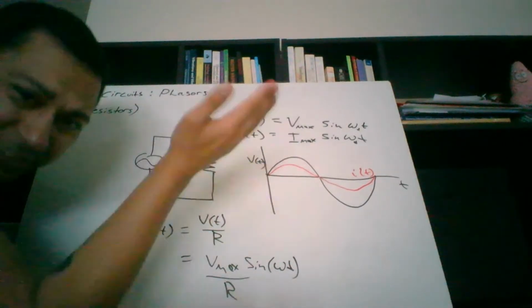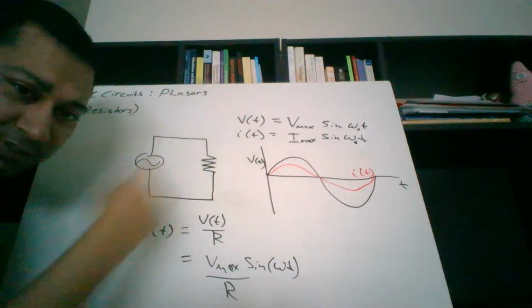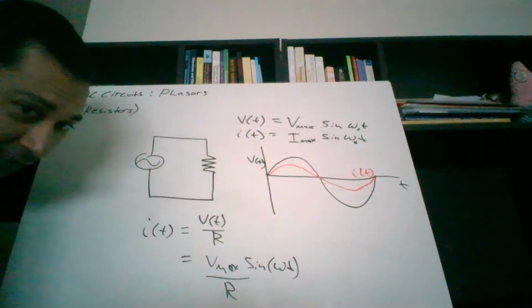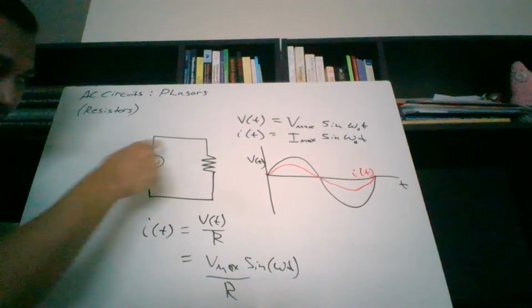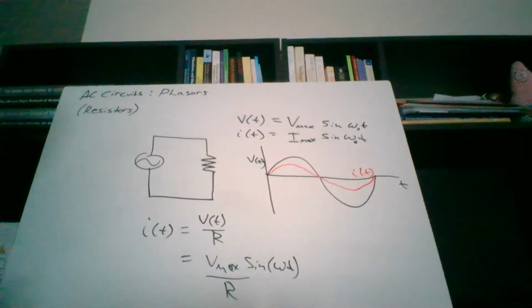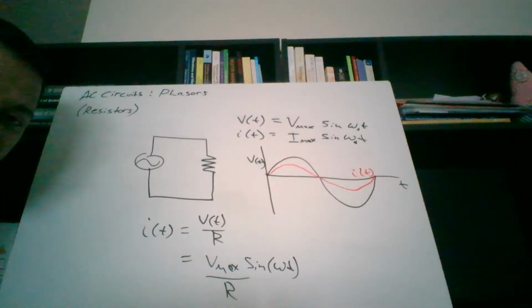So if the voltage goes up, the current goes up at the same time. If the voltage goes down, the current will follow. So whatever the voltage is doing here, the current through the resistor is going to do the same thing. And so we call this being in phase.